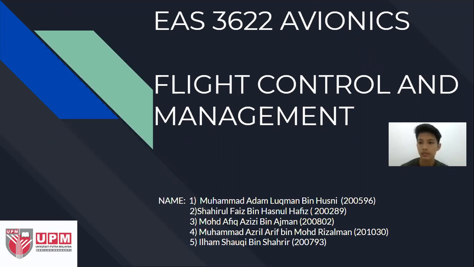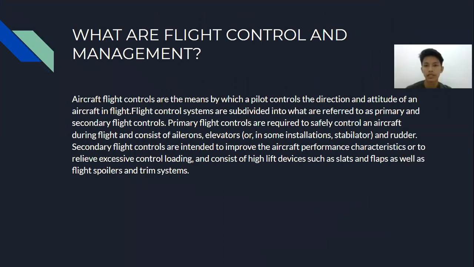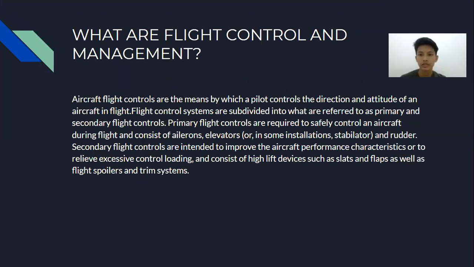Today, we will explain about flight control and management. Aircraft flight controls are the means by which a pilot controls the direction and attitude of an aircraft in flight. Flight control systems are subdivided into what are referred to as primary and secondary flight control. Primary flight controls are required to safely control an aircraft during flight and consist of aileron, elevator, and rudder.